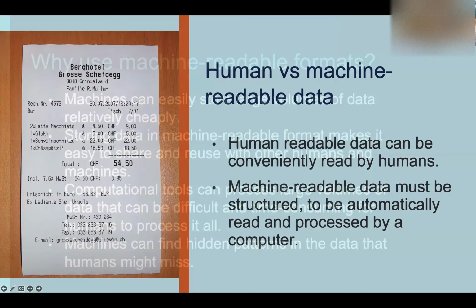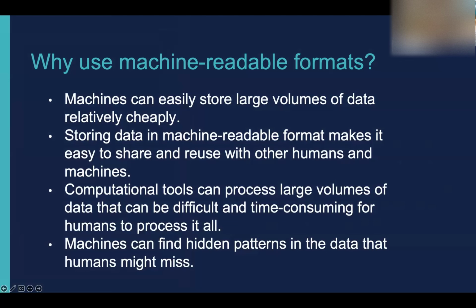So why do we use machine readable formats? Well, for one thing, we can store large volumes of data relatively cheaply. Storing in machine readable format makes it really easy to share and reuse both with other humans and machines. So think how easy it is nowadays to just send a PDF around the world rather than having to buy a book. And then, of course, computational tools can just process huge volumes of data that can be difficult or tedious or time consuming for humans to process.